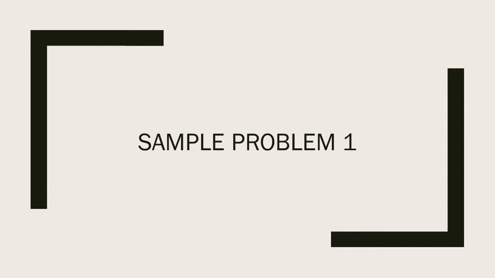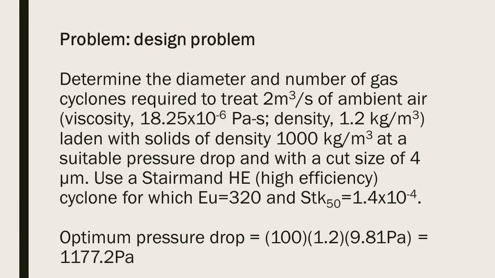Now let's answer some sample problems. Determine the diameter and number of gas cyclones required to treat 2 cubic meters per second of ambient air with viscosity equal to 18.25 times 10 to the negative 6 Pascal second, density of 1.2 kilograms per cubic meter, laden with solids of density 1000 kilograms per cubic meter at a suitable pressure drop, and with a cut size of 4 micrometers. Use a Stairmand high efficiency cyclone for which the Euler's number is equal to 320 and the Stokes number is equal to 1.4 times 10 to the negative 4. The optimum pressure drop would be 1177.2 pascals.